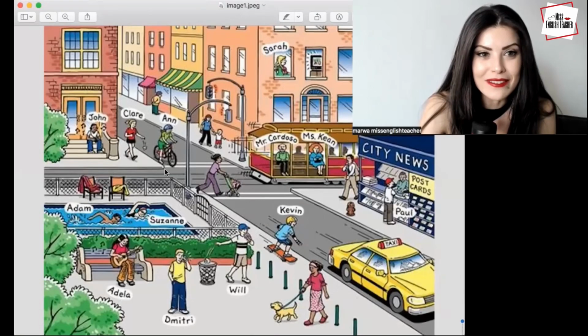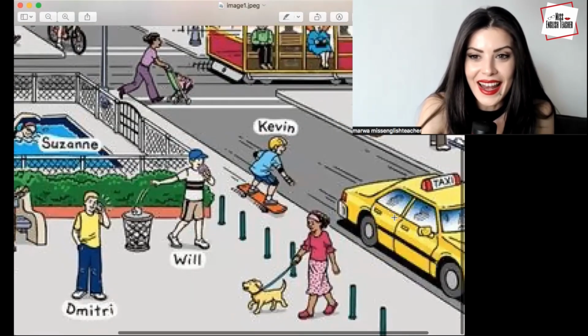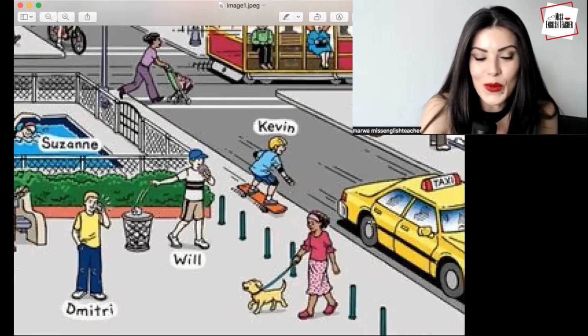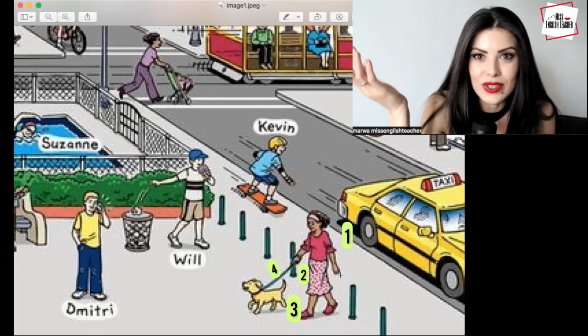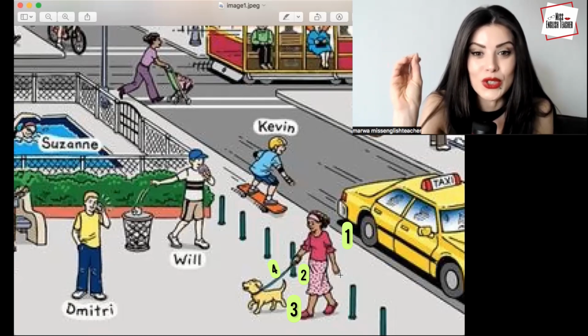I'm gonna zoom in first here. Okay, guys. Let's get started with this corner. Let's talk about this lady. You see? What is she doing? Remember to use the present continuous when describing a picture.